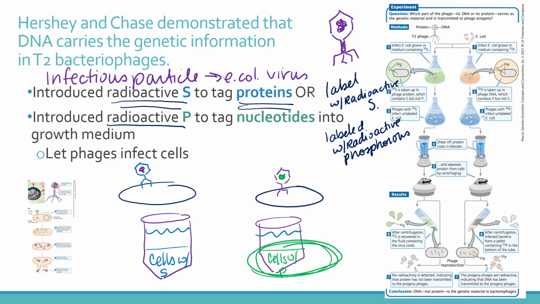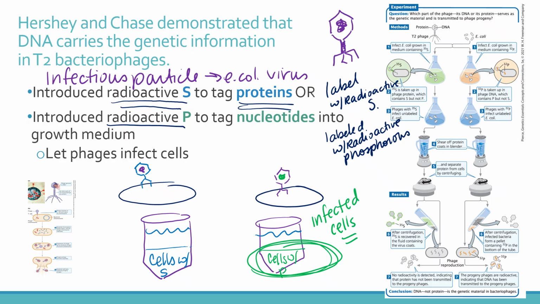Let me restate that. It turns out that the cells infected with phosphorus were actually the infected cells, the ones that were capable of producing new viruses. So they recognized that bacteriophages were transferring DNA because when allowed to infect the cells, DNA was what was transferred and therefore what was radioactive in the cells.